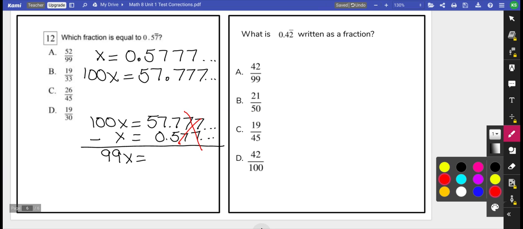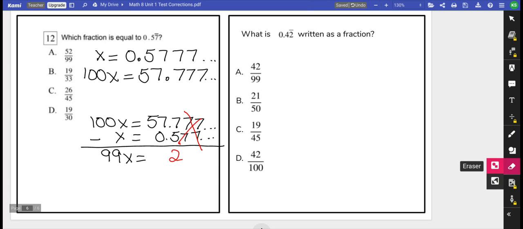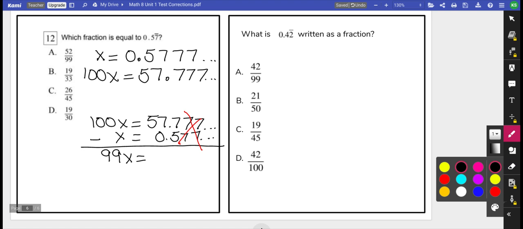So I have 7 minus 5, which is 2. I bring down my decimal. I have 7 minus 0, which is 7, and 5 minus 0, which is 5. So now I need to do a one-step equation. So to get rid of the 99, I need to divide both sides by 99.